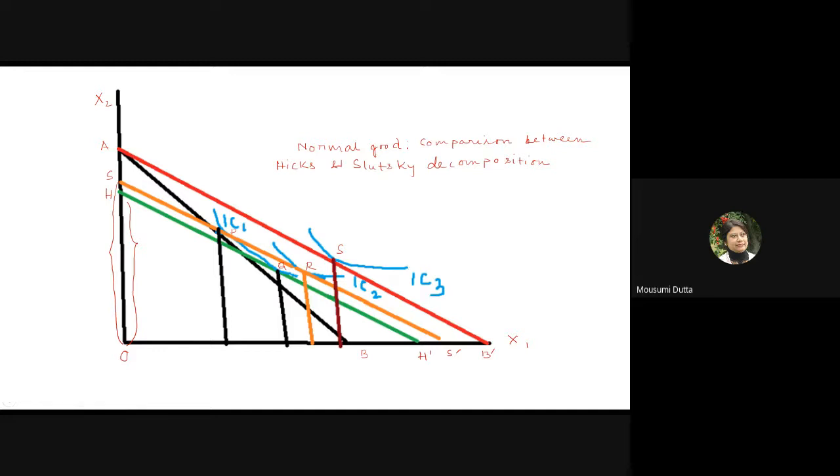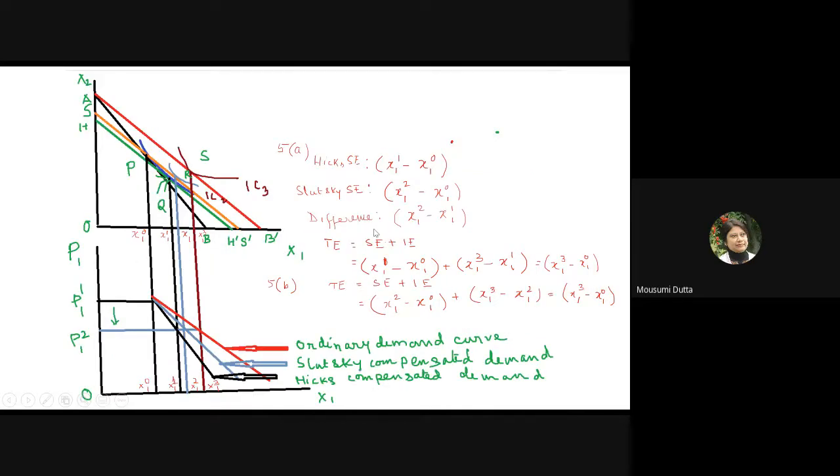Yes, ma'am. Then we will draw the demand curve corresponding to these effects. Naturally, the Slutsky demand curve will be flatter than that of Hicks because the Slutsky substitution effect is stronger than the Hicks substitution effect. So the Slutsky demand curve will be like this, in between the Hicks and ordinary demand curve.